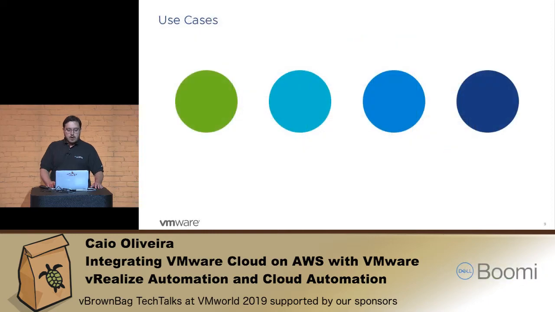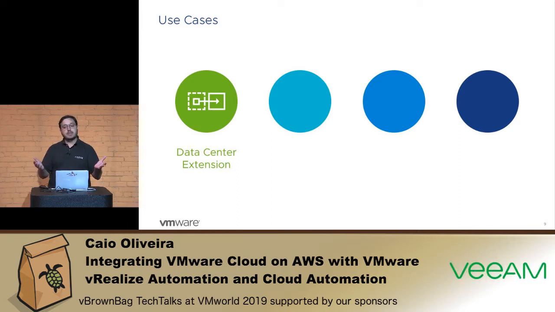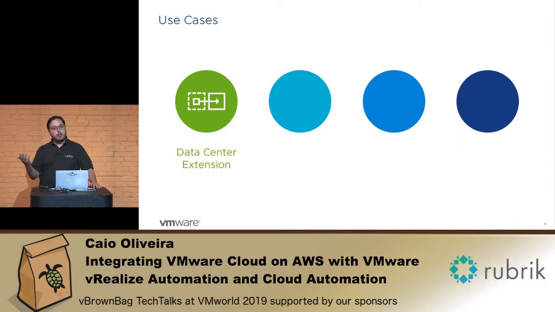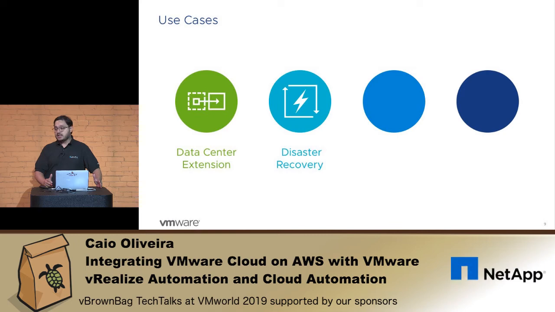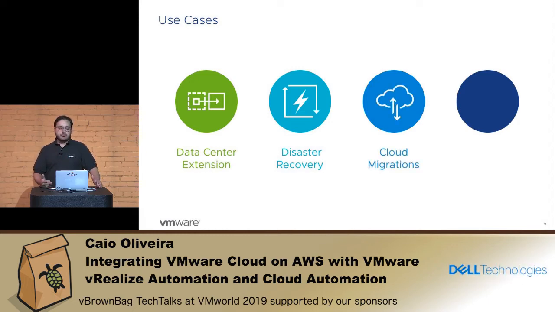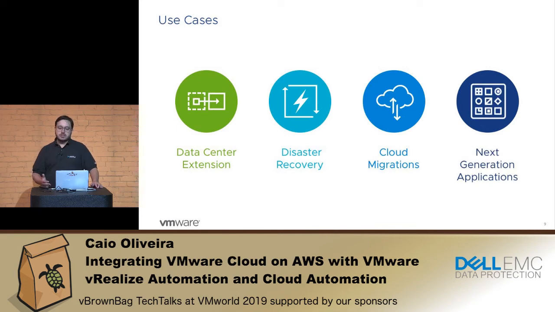What are the main use cases that we target with VMC? First one is data center extension, right? Even if I have a limitation in my data center, or even if my strategy is to move from a CAPEX model to an OPEX model, right? Another really interesting point, I can leverage VMC as a disaster recovery site. We have DRaaS as an add-on to the solution. For cloud migration, if I want to migrate something that I have in a data center to the cloud, a full migration or a partial migration, it doesn't matter. And of course, I can leverage it for next-generation applications, right?